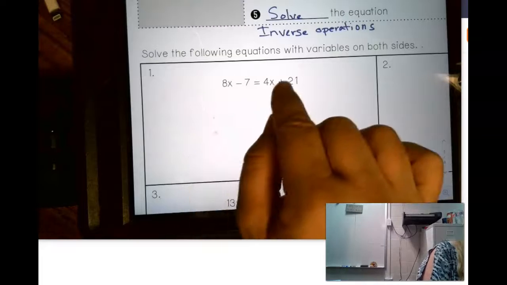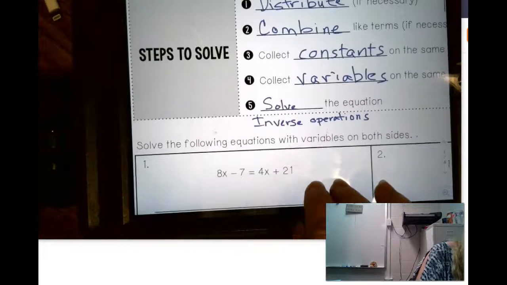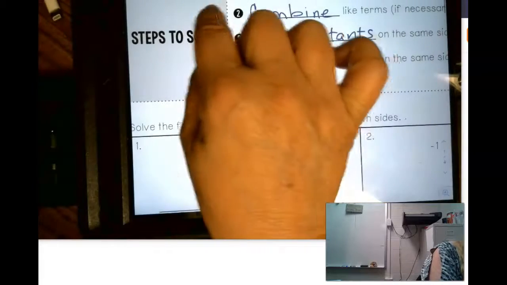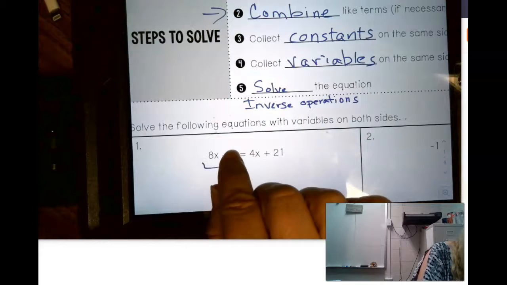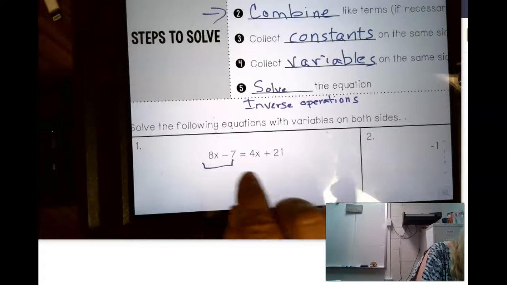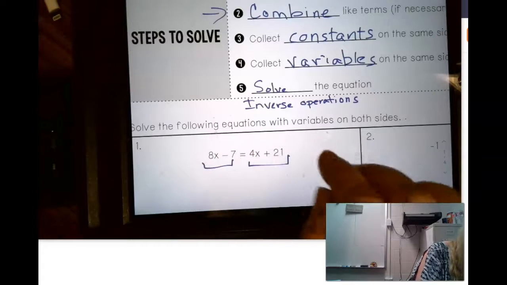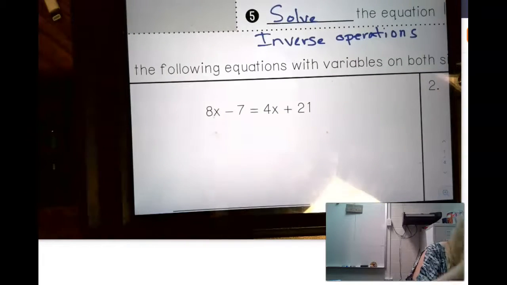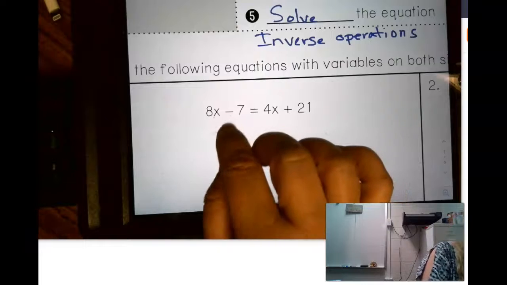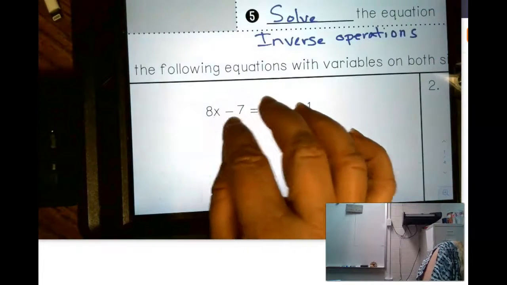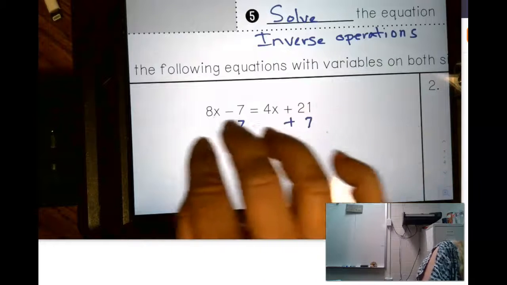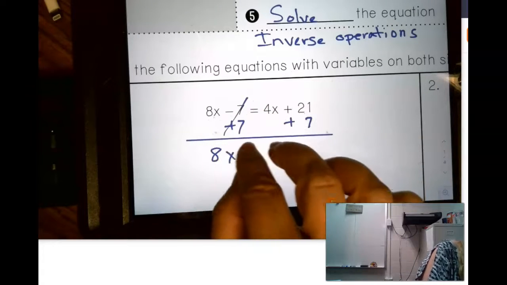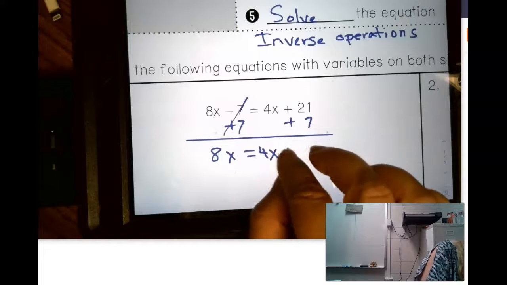Here we have nothing to distribute, nothing to combine. And when we talk about combining here, we're talking about if there's like terms on the same side. So if there's any like terms here, or if there's any like terms here, that's our combining at this point. So now we're going to get the constants all on one side. In order to do that, let's add 7 to both sides. And that will give 8x equal 4x plus 28.